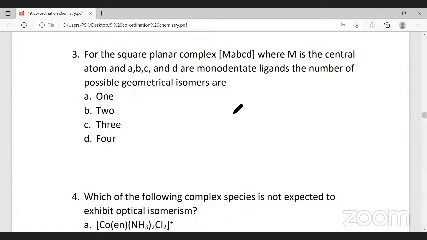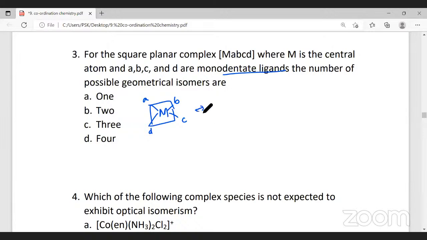For a square planar complex of type MABCD, where M is the central metal and A, B, C, and D are monodentate ligands, what is the number of possible isomers? So 1? No, how can it be 1? I can write metal with A, B, C, D. This is the first isomer, square planar.